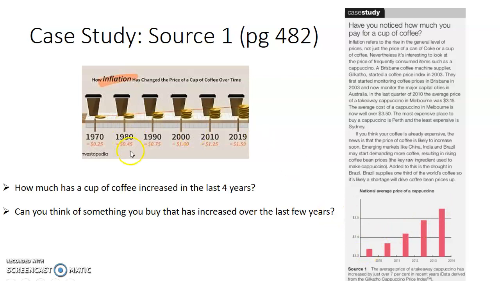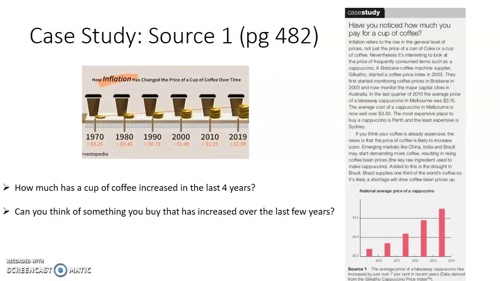Okay, again, if you look at this example here, how inflation has changed the price of a cup of coffee over time. It doesn't look like it's from Australia, it might be some other country, but we'll look at the example. In 1970, the price of a cup of coffee was 25 cents. Then it rose to 45 cents in 1980, 75 cents in 1990. See, the price is increasing over a period of time. This is inflation, right? Again, $1, $1.25, and in 2019, $1.59.